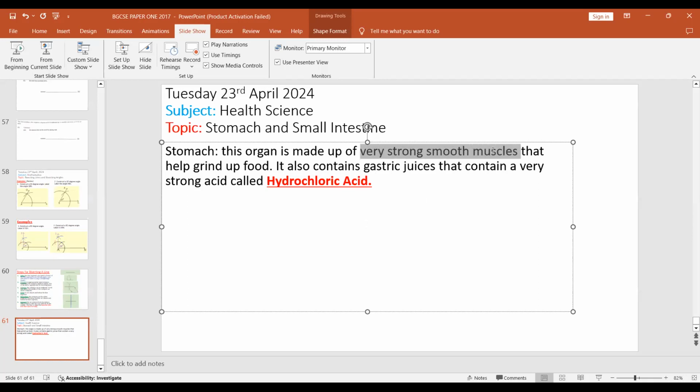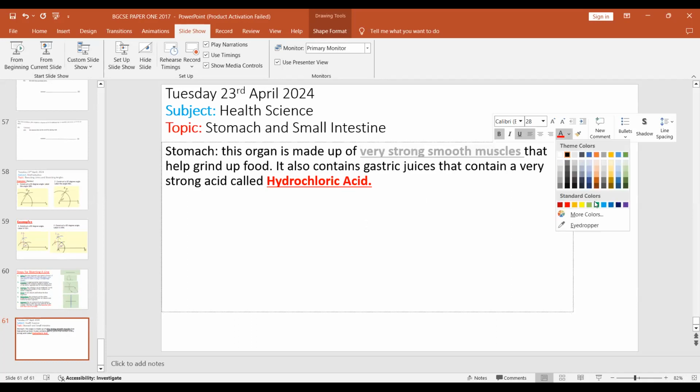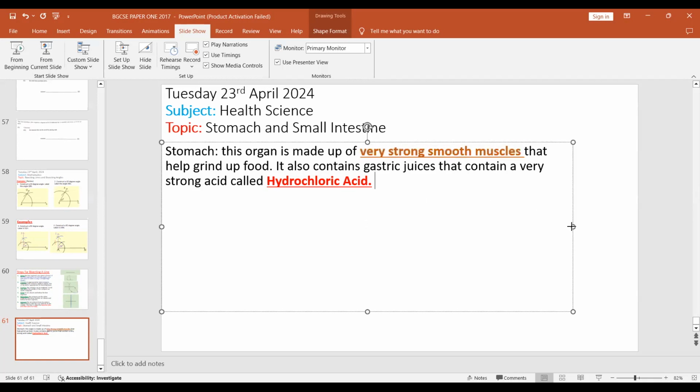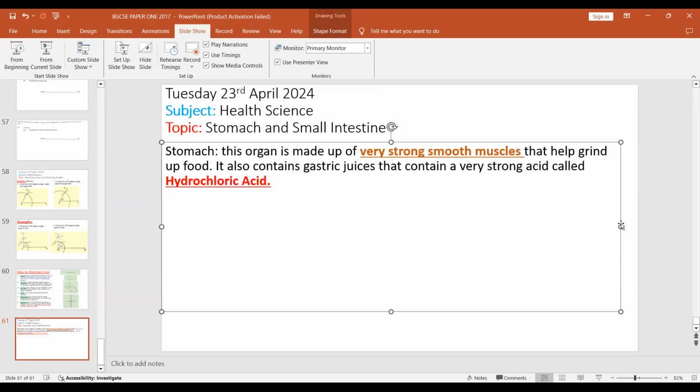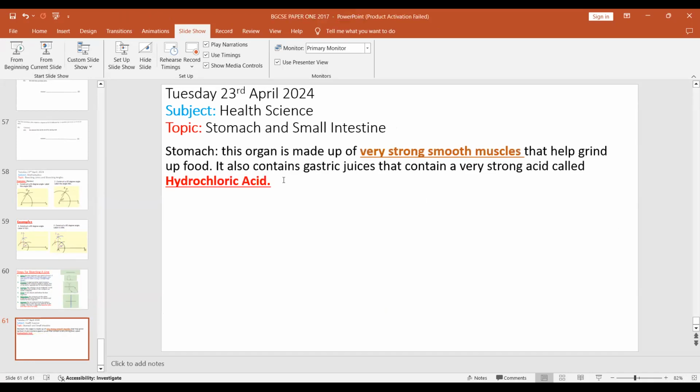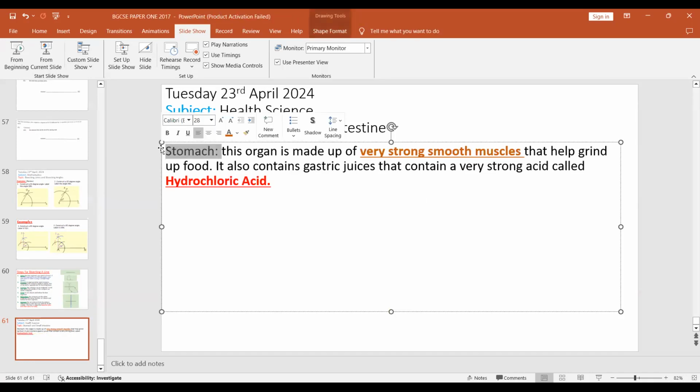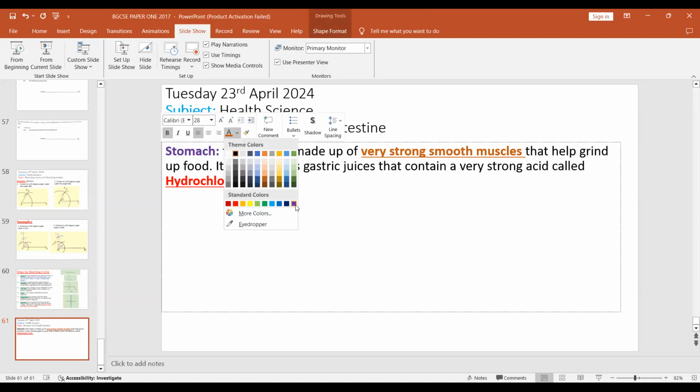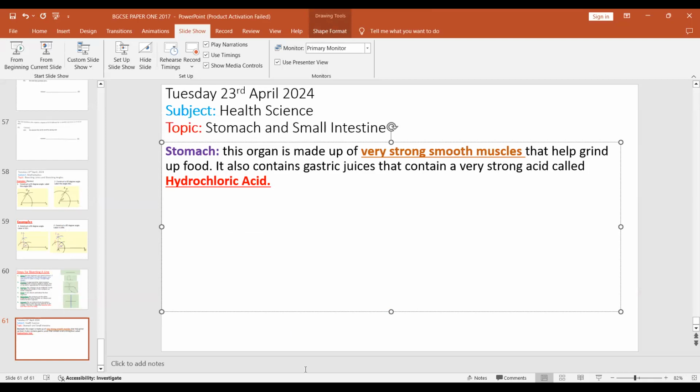Hydrochloric acid. Very good. That's the name of the acid found in your stomach. And Dior Ramsey, what type of tissues are found in the stomach? Smooth muscle tissues. Very good. So we have the smooth muscle tissues which help to grind up food.